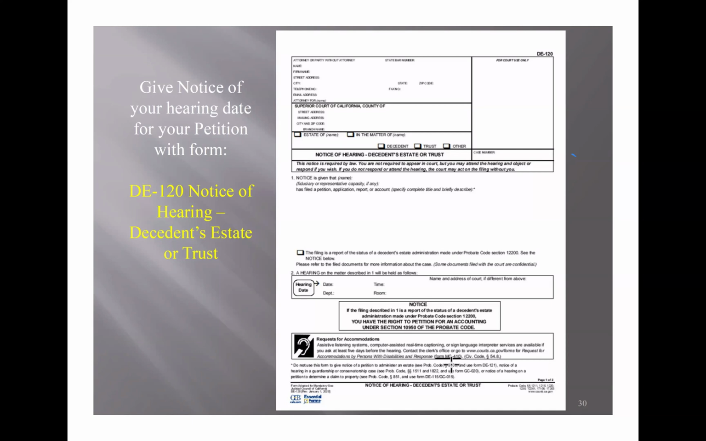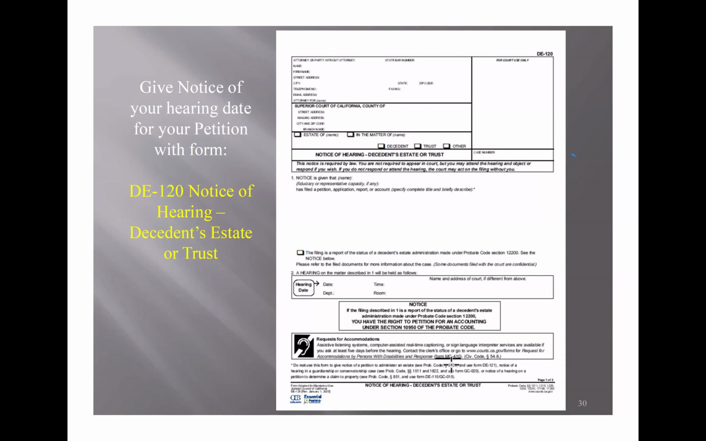So if you are e-filing, you won't prepare this in the beginning. You'll wait till your matter is accepted for filing and a hearing date is set, and then you will fill this form out, okay? But for people who are paper filing, you will prepare this form at the beginning.